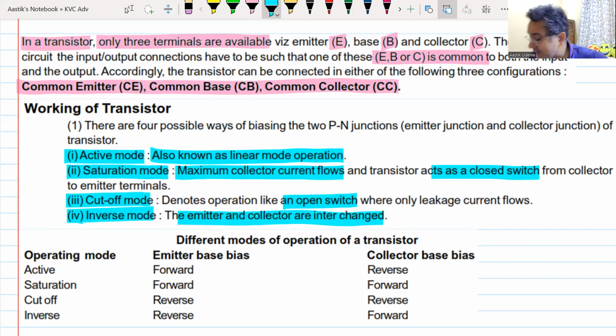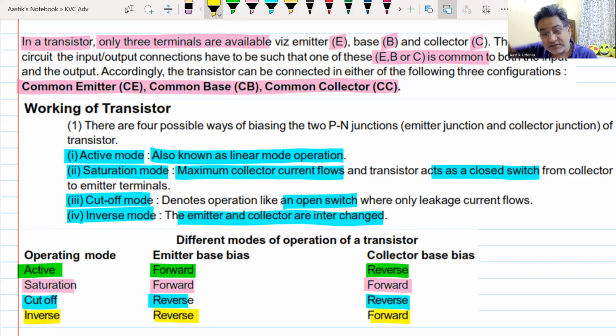You must also remember the biasing of these. Active mode: emitter base is forward biased, collector base is reverse biased. Saturation mode: both are forward biased. Cutoff mode: everything has to be cut off, both are reverse biased. Inverse mode: you just inverse the original one and you get the inverse mode. Do we understand this? You will have to remember all these points. Can you remember them? Yes. I'll give you a minute to note this down. This chapter is all about remembering. That is why I'm giving you time to note things down calmly, quietly, so that you can remember them.